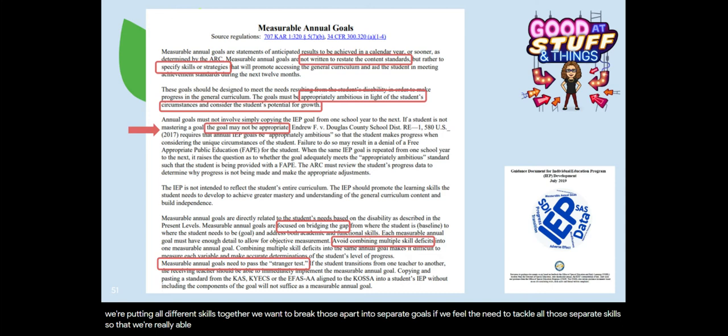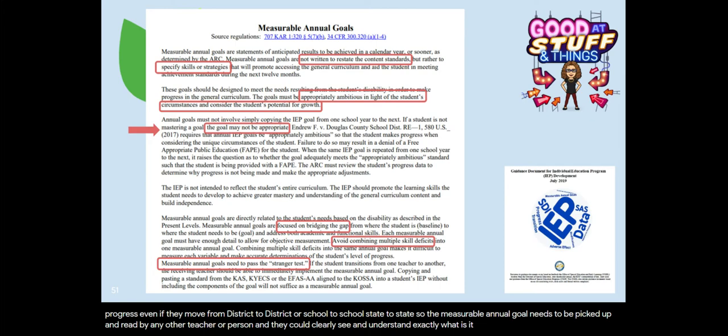The final section that is boxed in there is talking about the stranger test. And the stranger test is really crucial for goals because we want kids to be able to continue to make progress even if they move from district to district or school to school, state to state. So the measurable annual goal needs to be picked up and read by any other teacher or person, and they could clearly see and understand exactly what is expected for that goal.